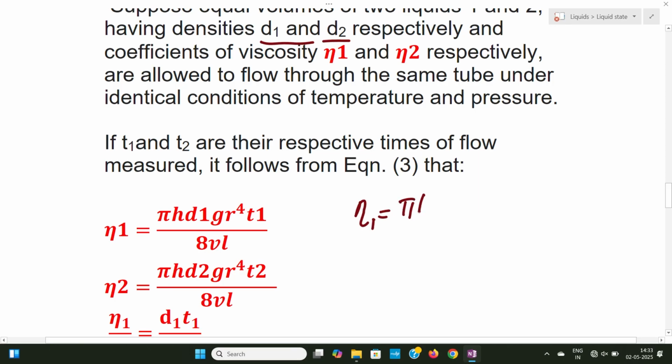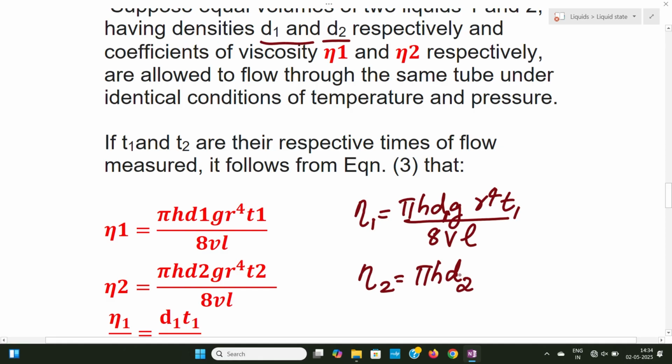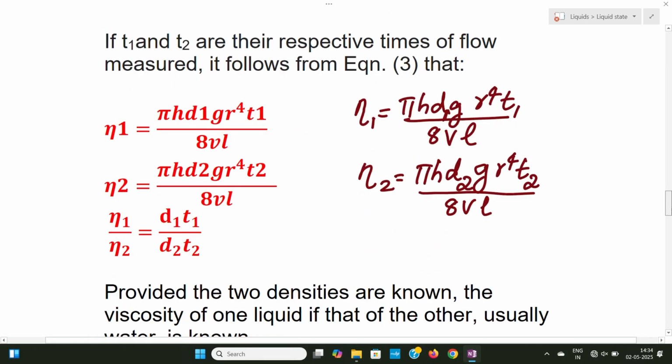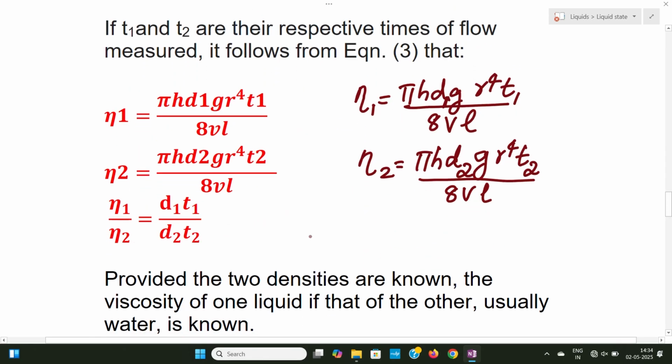Then we can find the coefficients of viscosity as follows. Eta 1 is equal to pi h d1 g r power 4 t1 divided by 8 V L. Here the density will be varying, and the time of flow will be varying. For the second liquid, eta 2 is equal to pi h D2 g r power 4 T2 divided by 8 V L, where the density of the second liquid is D2 and its time of flow is T2.